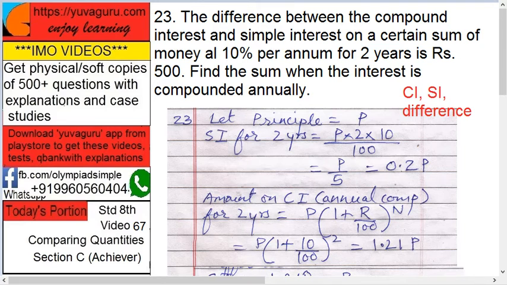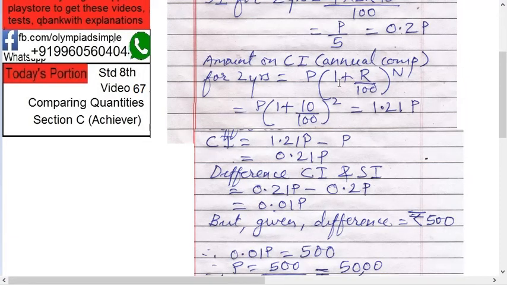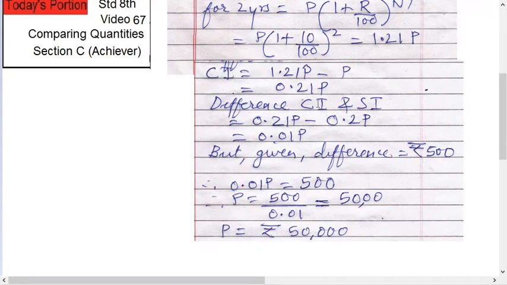Okay. Now you have to find CI. How to find CI? CI equals A minus P, means amount minus principal. So 1.21P minus P, that is 0.21P, right? So now you have got CI. Also you have got SI, 0.2P. Now what we want is difference, right? So difference between CI and SI, 0.21P minus 0.2P, that is 0.01P.